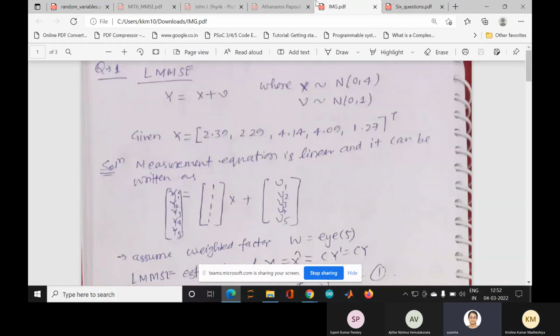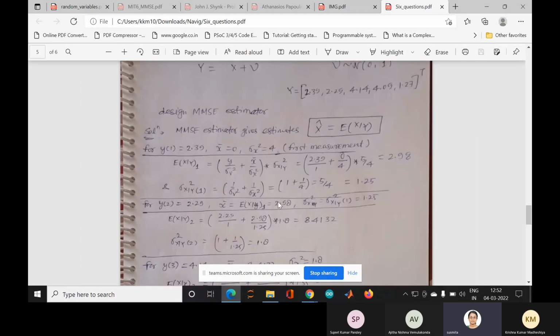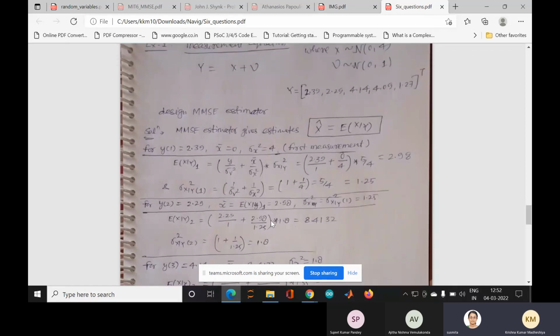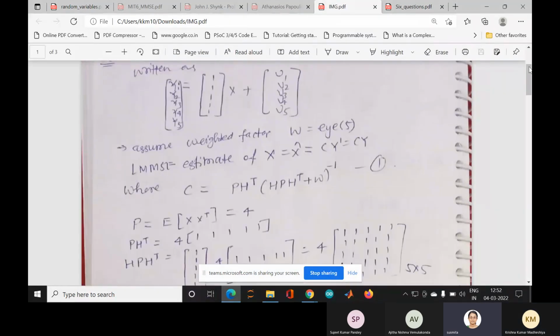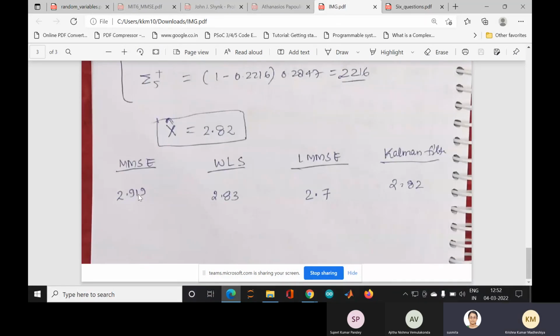Because Ajita showed 2.9. So what value did you get? Have you completed till the end? You did not go to the end. No, ma'am, that was the only mistake. I did this in rough. But then what is the end result? What estimate did you get? Just show me. I was getting 2.9. You are getting 2.9? Yes, ma'am. In WLS, it was 2.8.